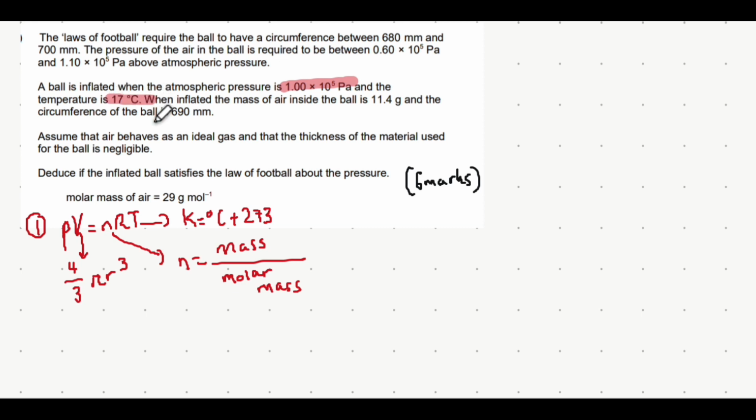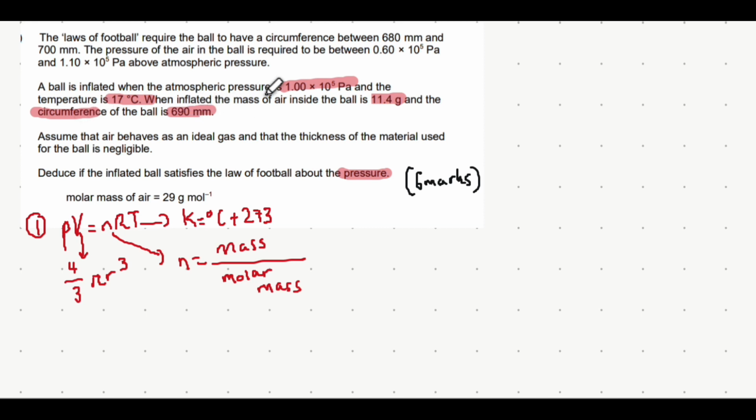It's given us a temperature in degrees, which we have to convert into Kelvin at some point to use it in calculation, because we don't use degrees in calculation with ideal gases. It gives us the mass of air in the ball, and also the circumference of the ball. It's then asking you about the law about football pressure. The pressure should be between this and this much above atmospheric pressure. So we're going to find what the actual pressure of the ball is given all these conditions.